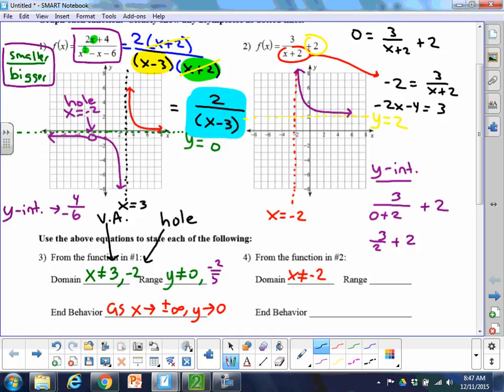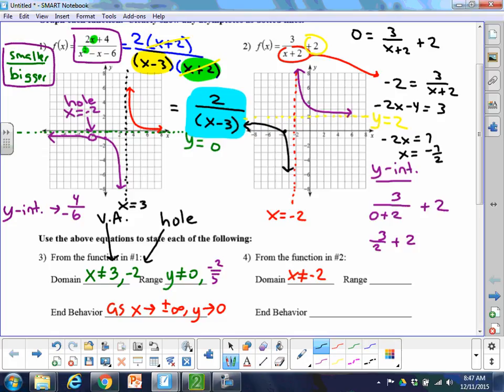And then when we solve that, we would add the 4 to both sides. So -2x would equal 7. And divide by -2. x equals -7/2. Okay, -3.5. So that value is right here. And then again, we know it just kind of stays within the asymptotes as well. Okay, so that's our graph.